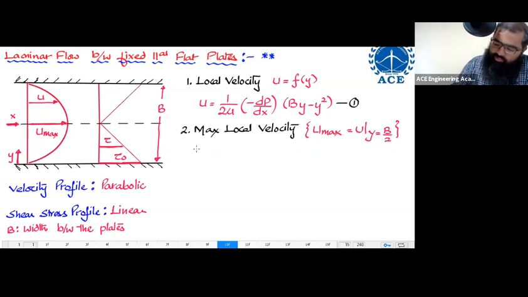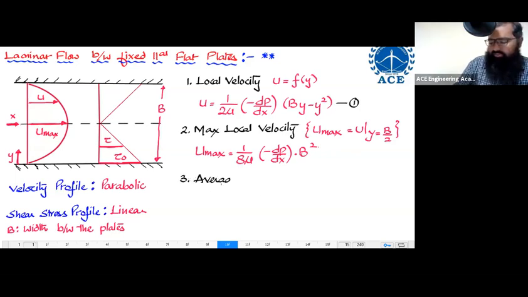So the value of u maximum, please write along with me. U maximum will be equal to b into b by 2 minus b by 2 whole square. That is b square by 2 minus b square by 4, which is b square by 4. Take that 4 over here. Check, you should get 1 by 8 mu times minus dp upon dx multiplied by b square.